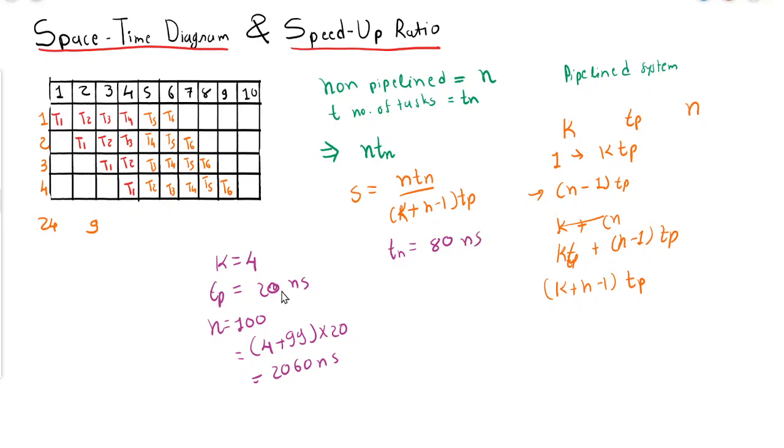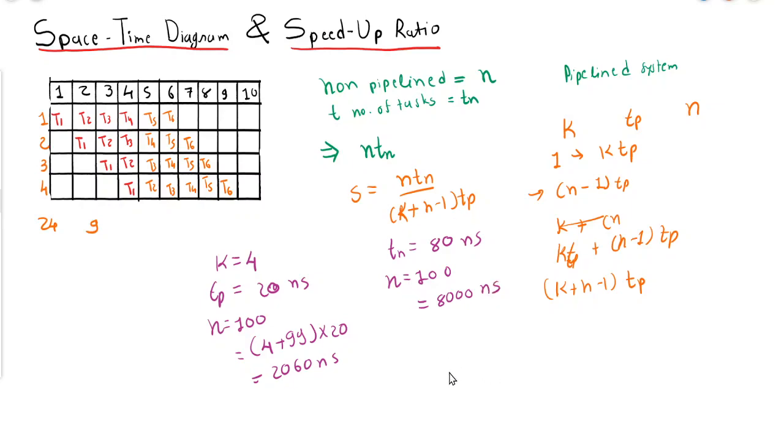Why? Because if we consider that all the segments which are present in the pipeline are also present in the non-pipeline, but there are no different segments, meaning all will work as a single unit. Then to complete one task we require 80 nanoseconds, and in the same way we have 100 tasks, so the total amount of time required will be 8000 nanoseconds.